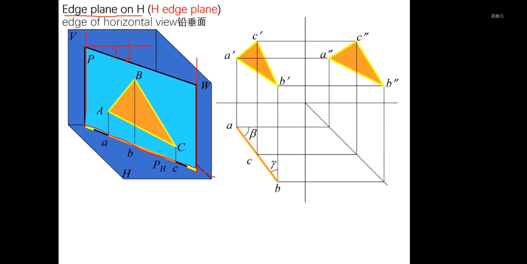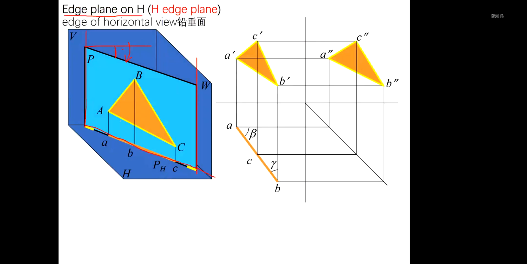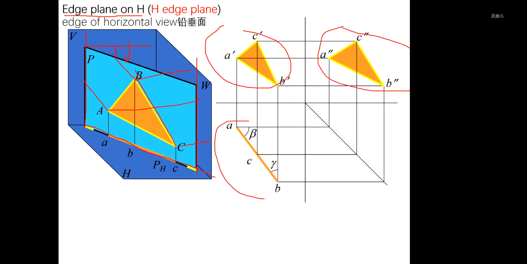So you can get the projection just like here. You can get the projection in this direction, A, B, and C, the shape ABC. For this direction you can get A, B, C, also a shape. But for the perpendicular plane, this plane accumulates to one line on here. This angle is beta, and this angle is gamma.